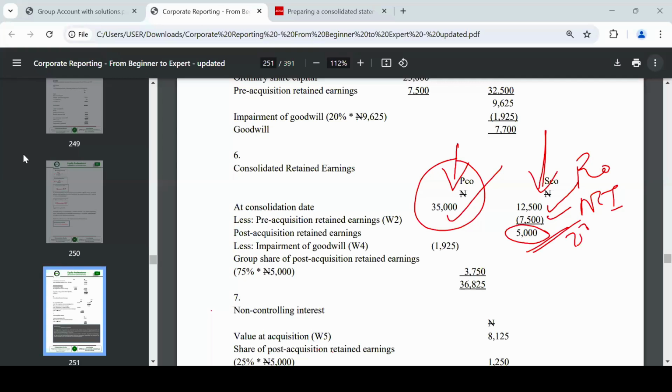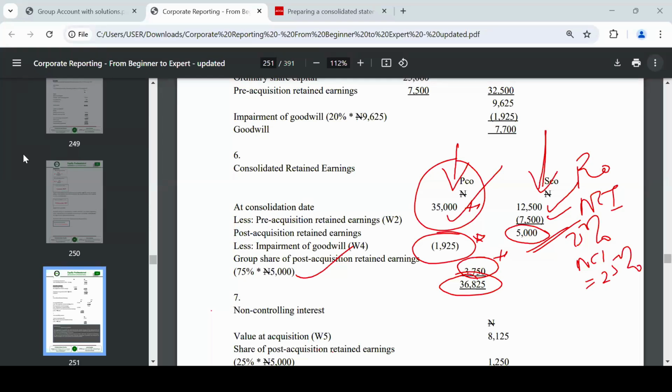PICO will get 75%, NCI will get only 25% of this. But there is an adjustment to the profit of PICO, which is the impairment of goodwill. So that adjustment will only be under PICO, all right? Now that will lead us to calculating the share of the post-acquisition retained earnings, giving us 3,750. If you add up this, take out this and this, you're going to get this amount as the group retained earnings, which belongs to the parent.